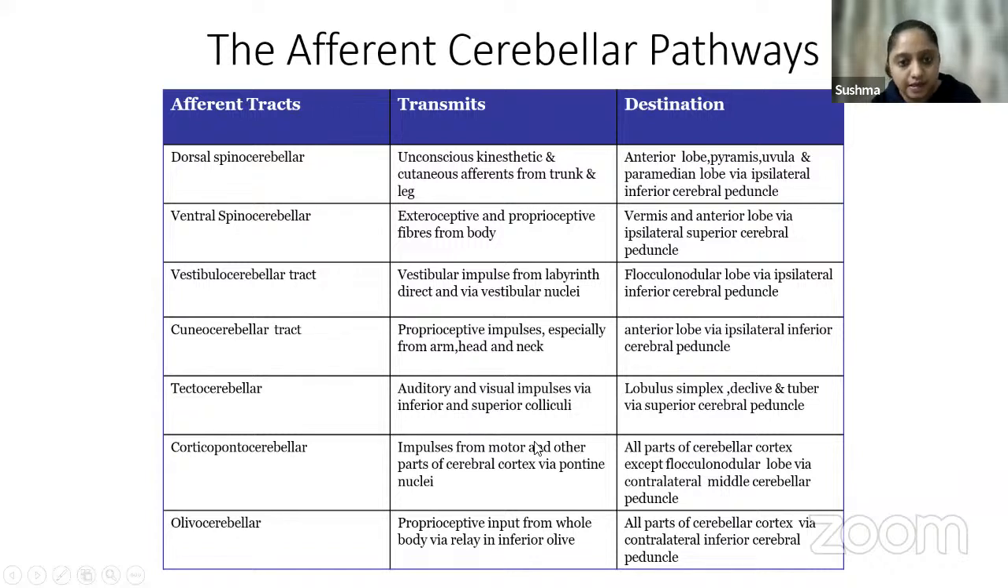Now look at it, guys. What is tectocerebellar doing? Auditory and visual impulses, proprioceptive impulses, vestibular impulses. So it gets its input from so many different pathways, and then finally it processes it and tells the cerebrum whether this particular movement is safe or not, whether this particular movement can be executed or not. Okay, you don't have to remember all of these tracts, but at least you should have an idea about what different tracts are entering the cerebellum.